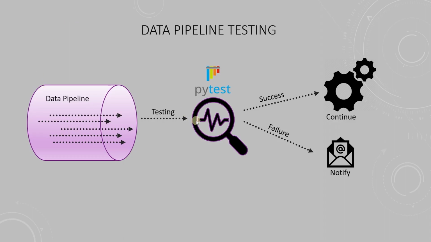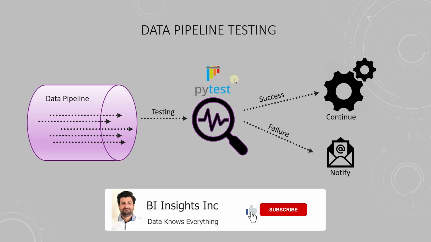This is how we can integrate testing into our Python ETL pipelines. Next, we'll cover how to produce test reports and email the test reports to a stakeholder.